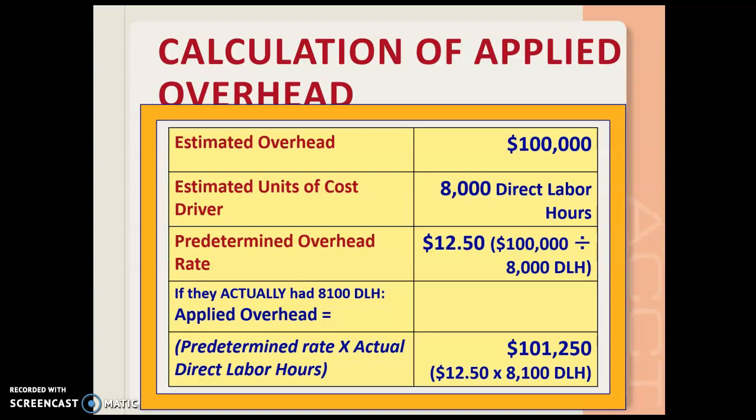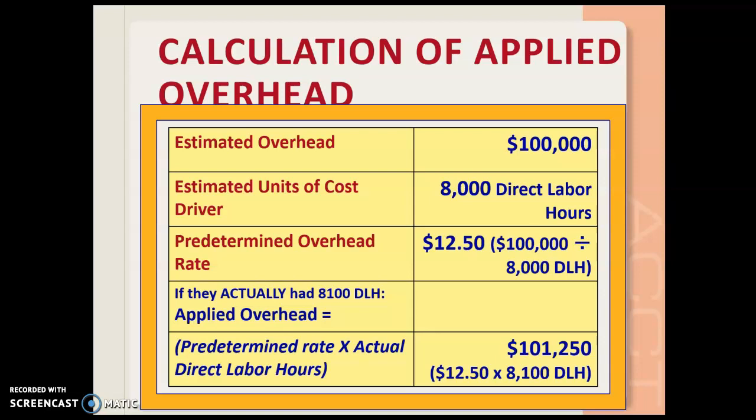Okay, so in the previous part 1 of the overhead rate video, we had gone through part of this PowerPoint, and we got through here where we summarized that our estimated overhead for Charles Furniture is $100,000, and they estimated that they would use 8,000 direct labor hours. And so to get their predetermined plant-wide overhead rate, they took the 100,000 estimated cost divided by the 8,000 estimated direct labor hours, and that came to $12.50 per direct labor hour.